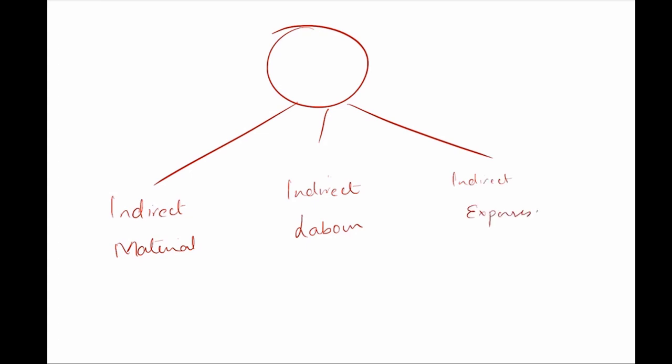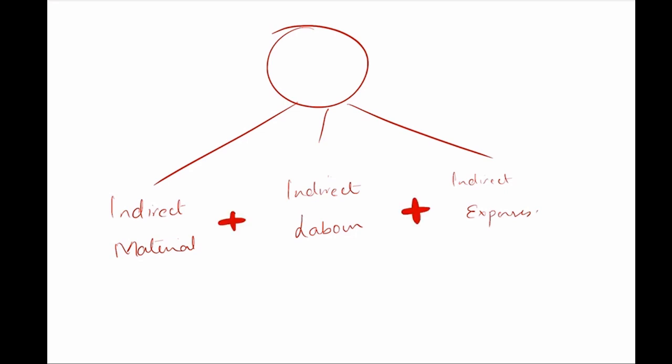When I say overheads, it is basically a sum total of three expenses, that is indirect material, indirect labor, and indirect expenses. So overheads is the sum total of indirect material, indirect labor, and indirect expenses.